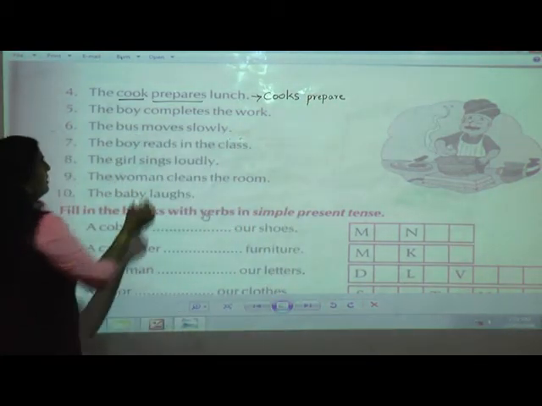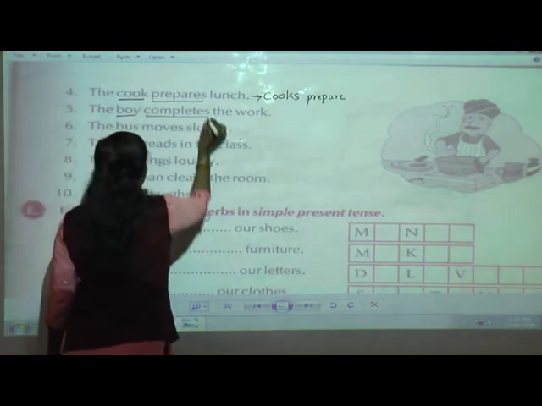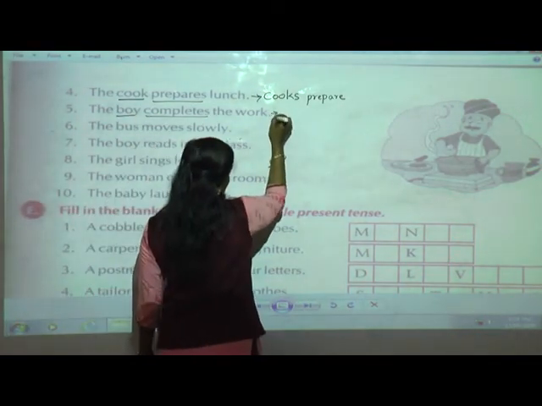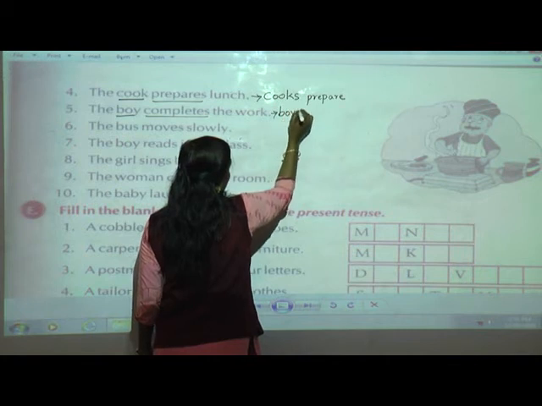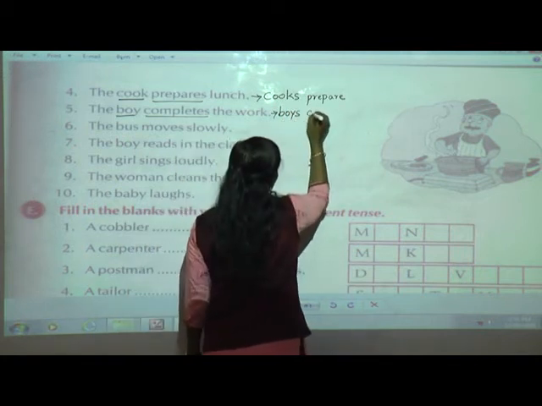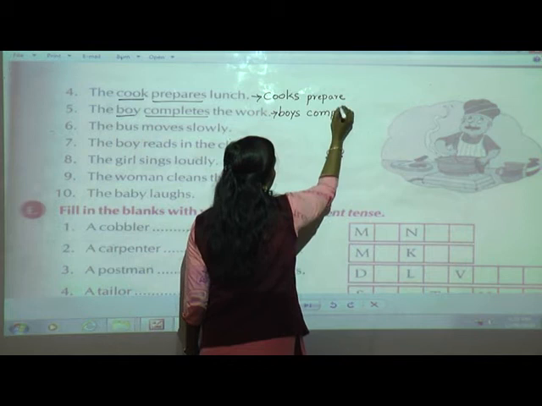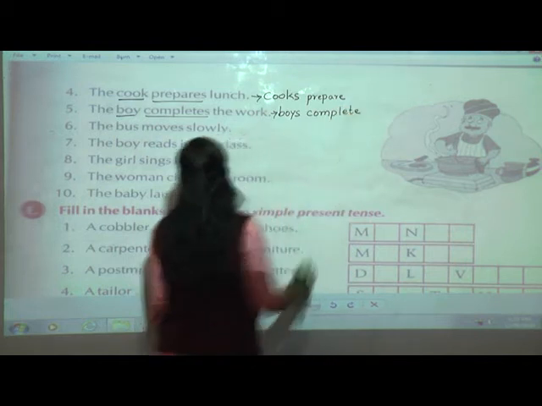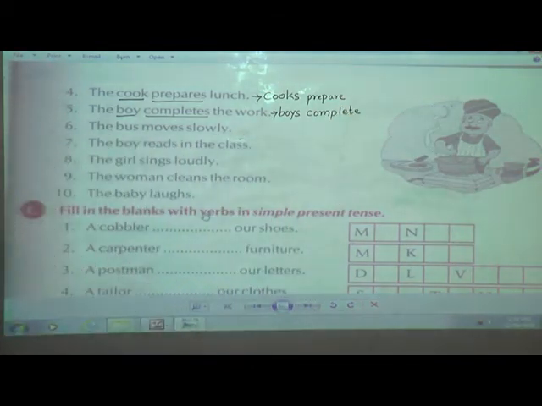The boy completes the work. So boy is in singular, so I will make it into plural: boys. So my verb will not have S. So it will be complete. Got it, students? Yes. So till 5 examples I have done.